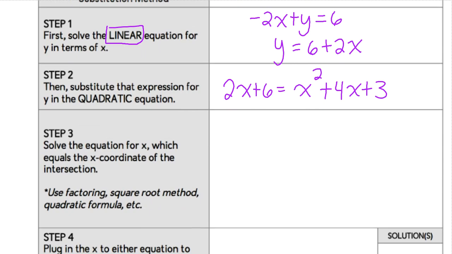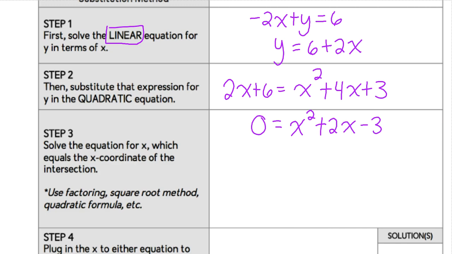All right, step 3 is now to solve that equation for x. Remember, again, we have x. Now, when we do this, we have a quadratic going on. So we should remember from our quadratics unit that we need to get it equal to 0 first. So I'm going to solve and get 0 on this left side. That means that I had to subtract 2x, and it means that I had to subtract 6. So I would end up with x squared plus 2x minus 3.